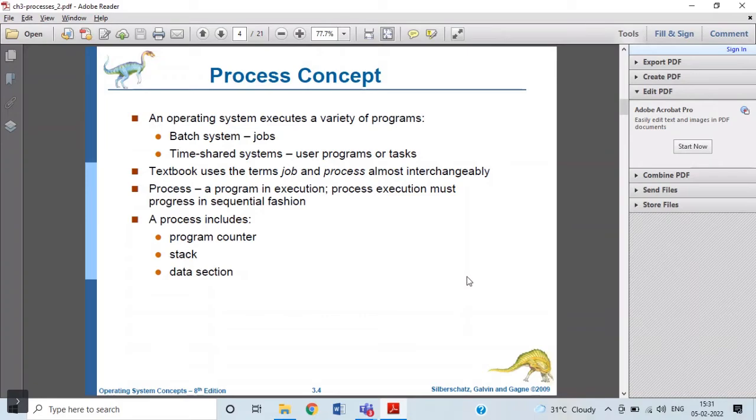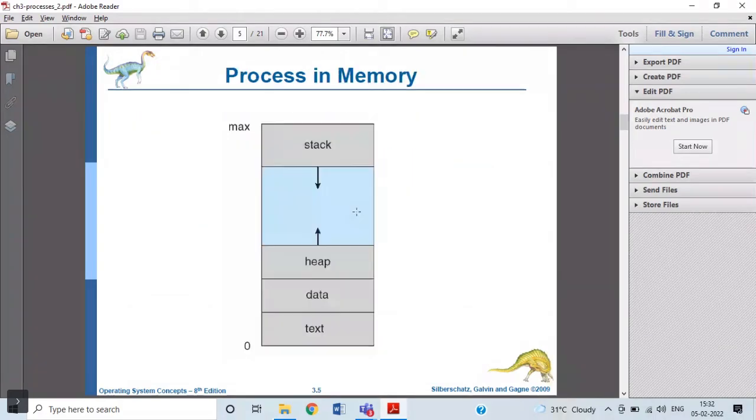Each and every process comprises the program counter, stack, and the data section. These are the components of a process. This is a pictorial representation of a process in memory. The stack will be there, and the heap memory will be there, and the data is there, and the text is there.